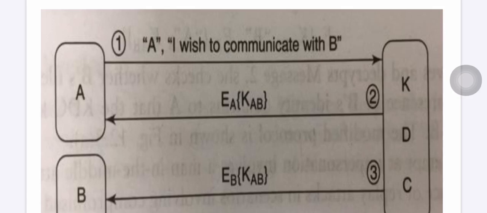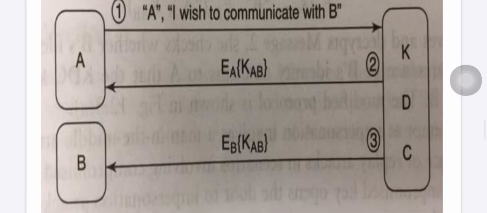That is, we can see in step number one, A wishes to communicate with B. For that, the KDC will send back a message containing KAB. This key is called the shared key between A and B. That is, you have to do the communication with B itself. That is the meaning of KAB, a shared key between A and B.